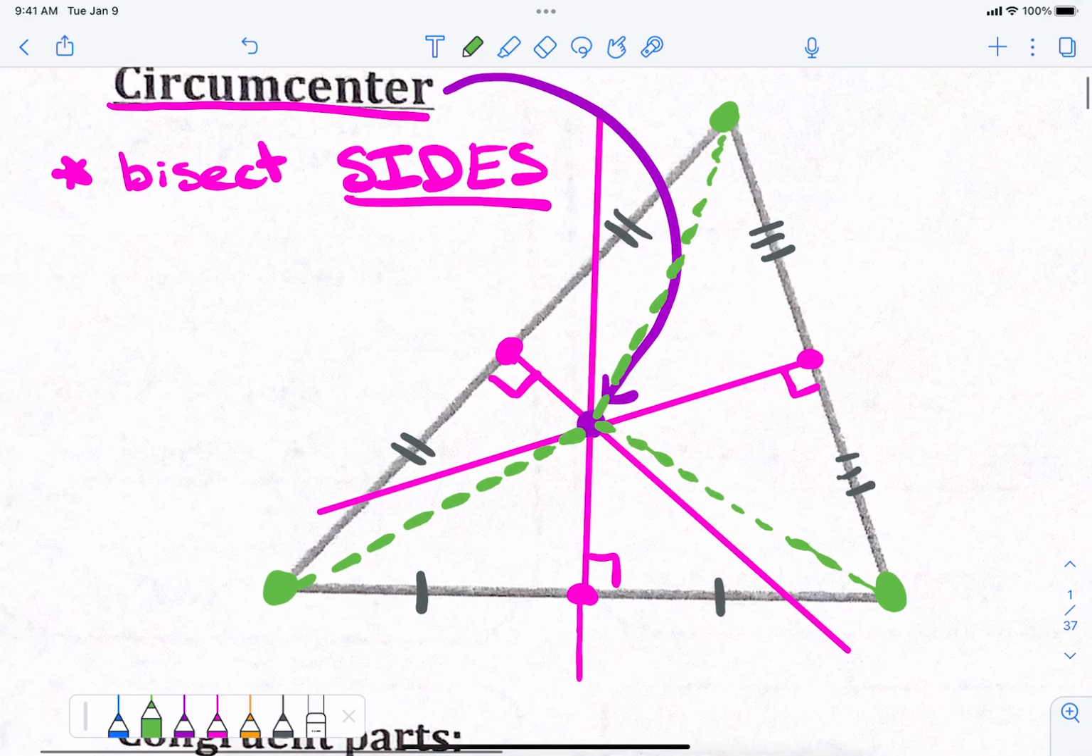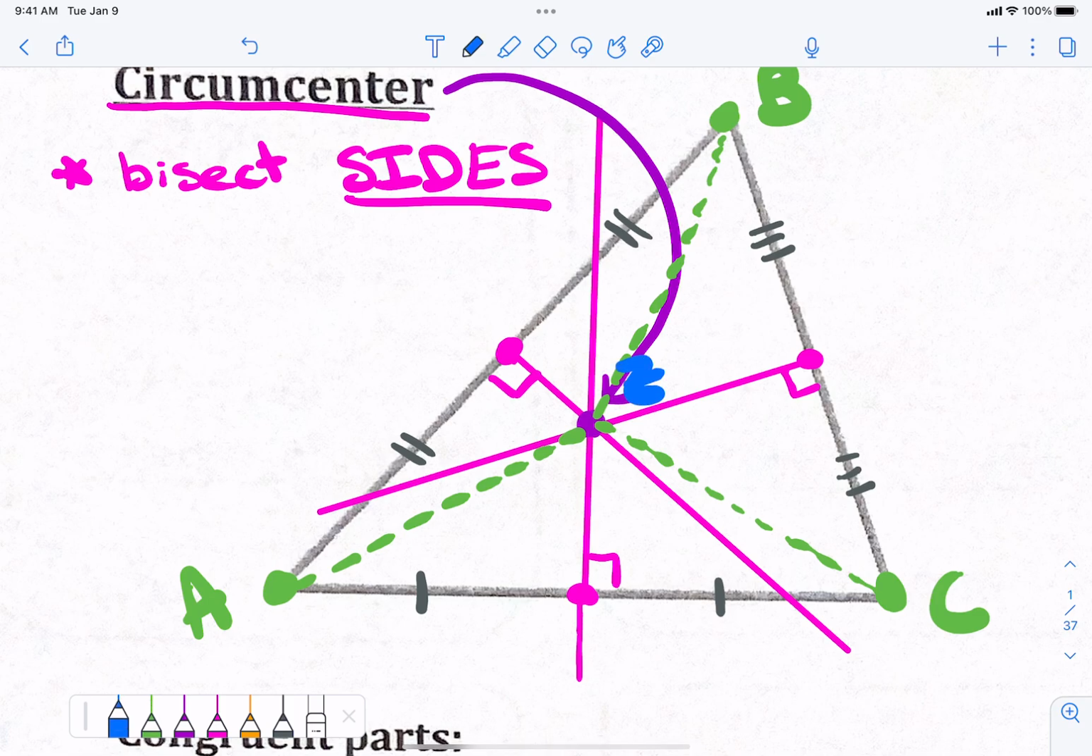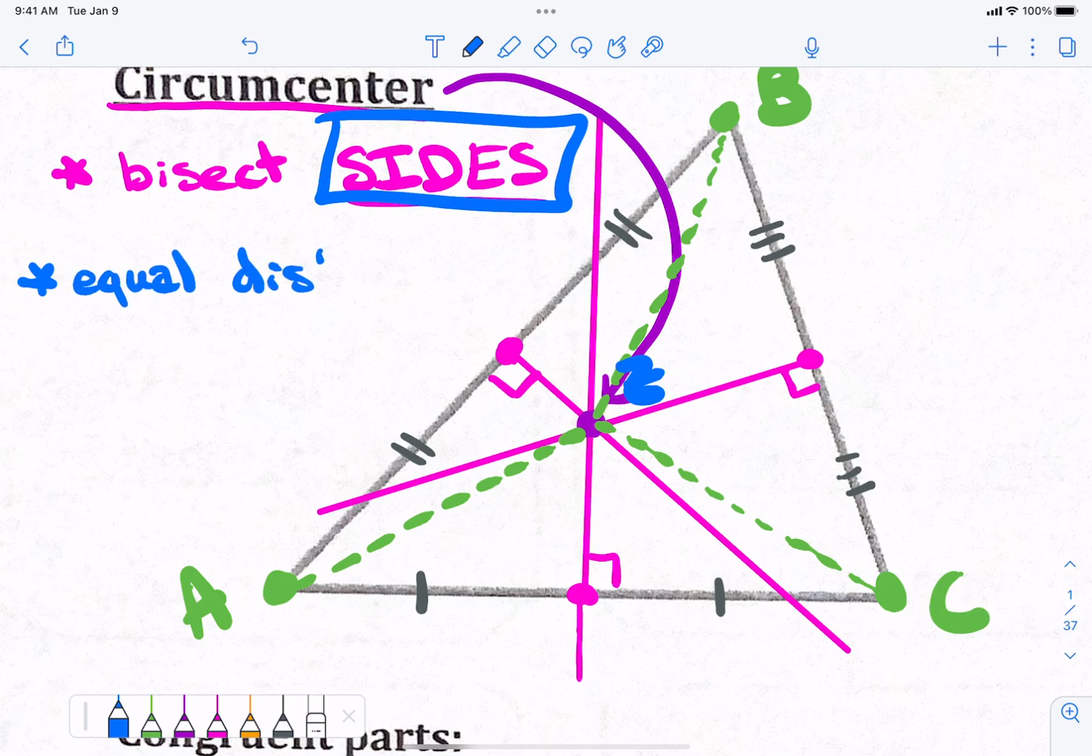So let's name our angles. I'm going to call this angle A, angle B, and angle C. And let's call our circumcenter Z or something. We'll do something crazy weird there. Okay? So even though we have bisected the sides, I'm going to put a star here that says the circumcenter is equal distance to the angles, right?